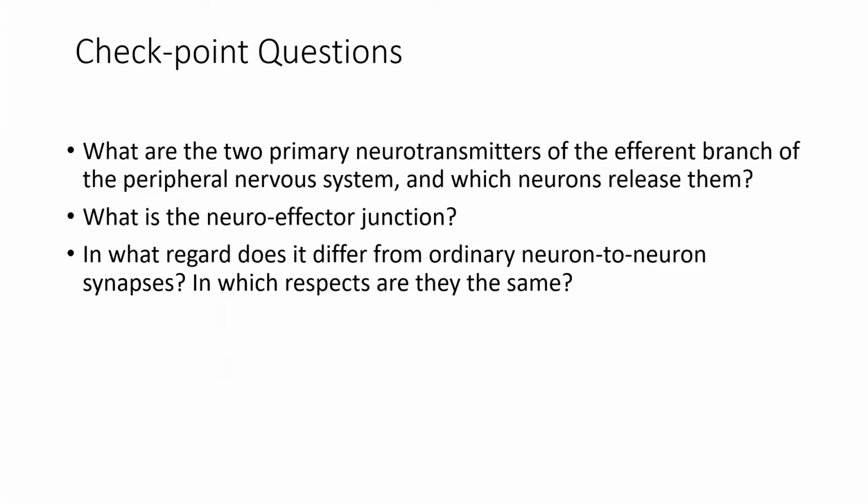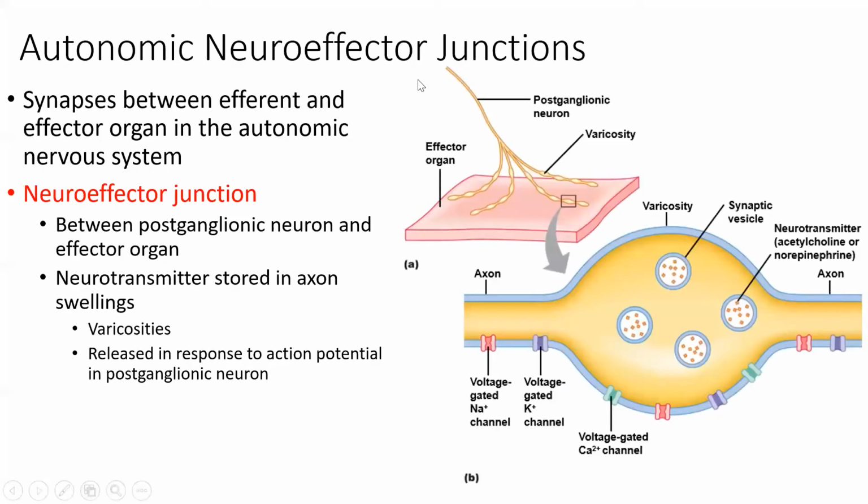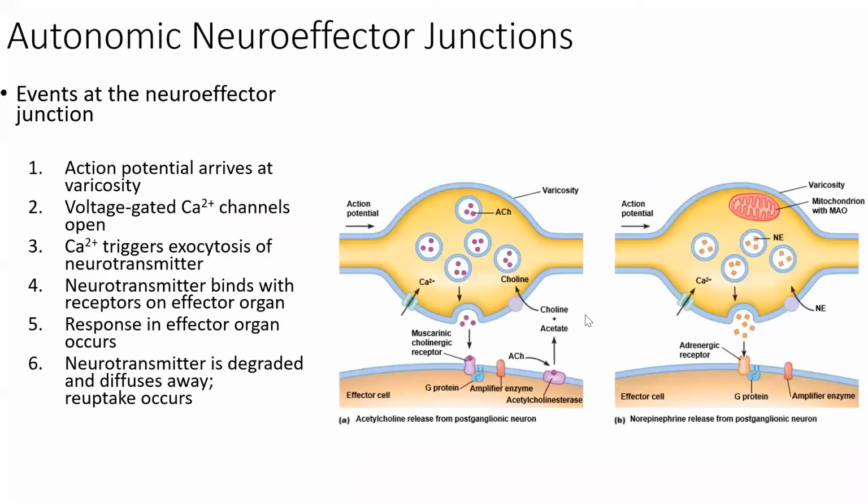So they differ in two main things. Let's kind of go back here. Two main things here. So first off is the presence of these swellings called varicosities. The second difference is actually the distance across this cleft. So if we look at this synapse here, this junction, this distance is greater at the neuroeffector junction than it is in a neuron to neuron synapse.